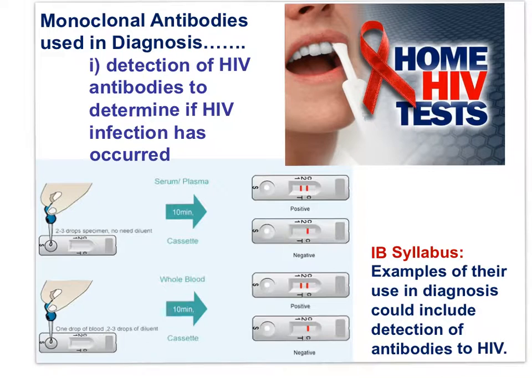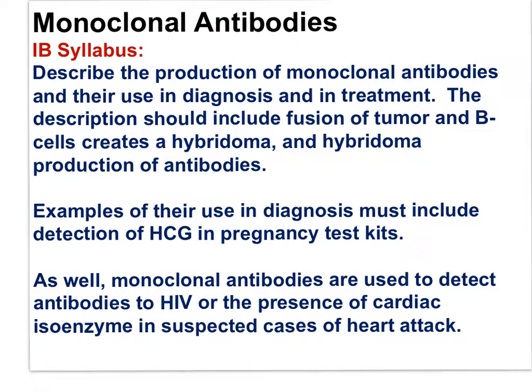In the same way, monoclonal antibodies are used to diagnose HIV infection. Spend some time studying this slide. Here's the IB syllabus statement again, and here are examples of monoclonal antibody use in diagnosis. You must speak about the detection of HCG in pregnancy test kits, as well as the detection of antibodies against HIV in the bloodstream of someone who's possibly infected, or the presence of the cardiac isoenzyme in the blood of suspected cases of heart attack.